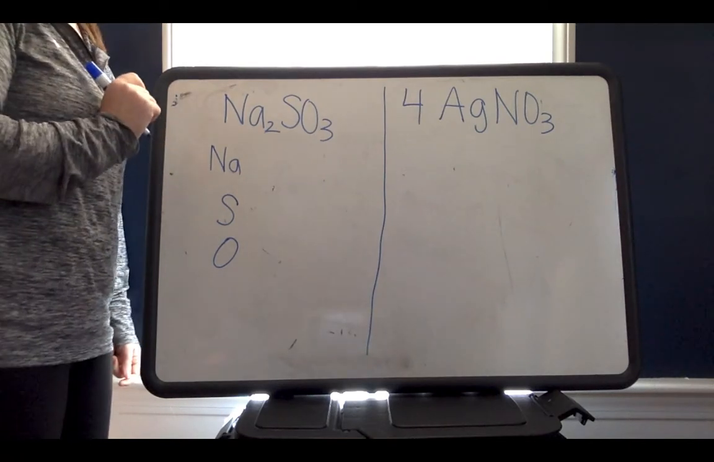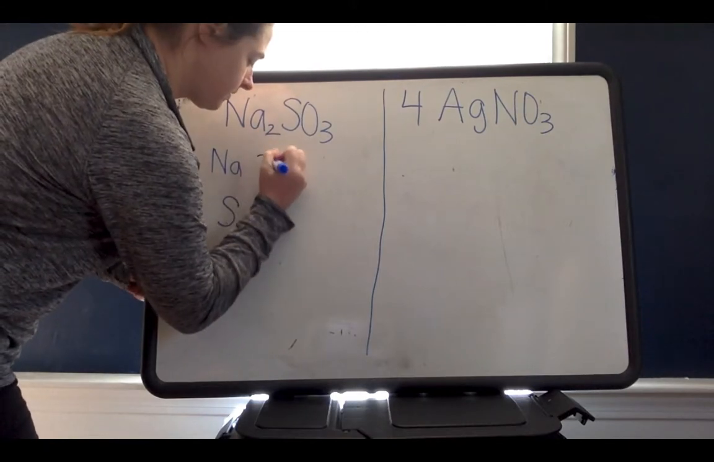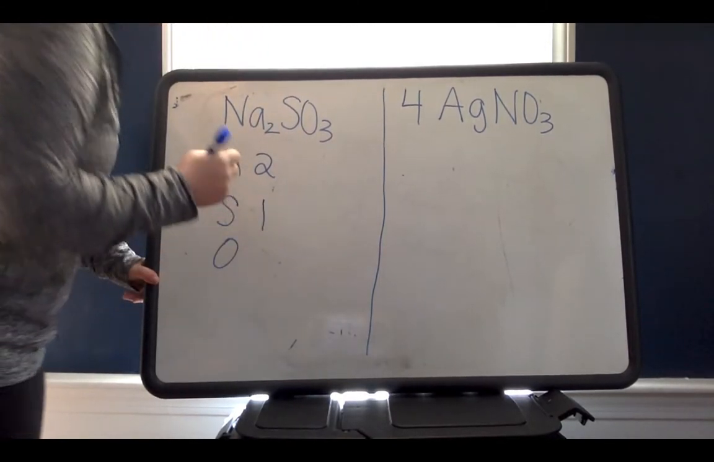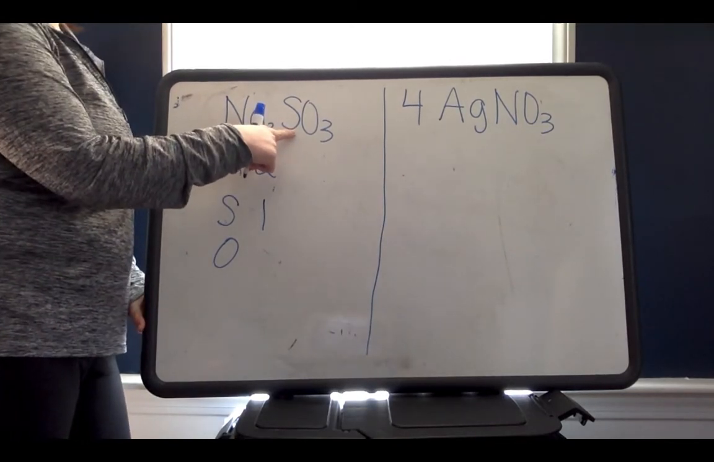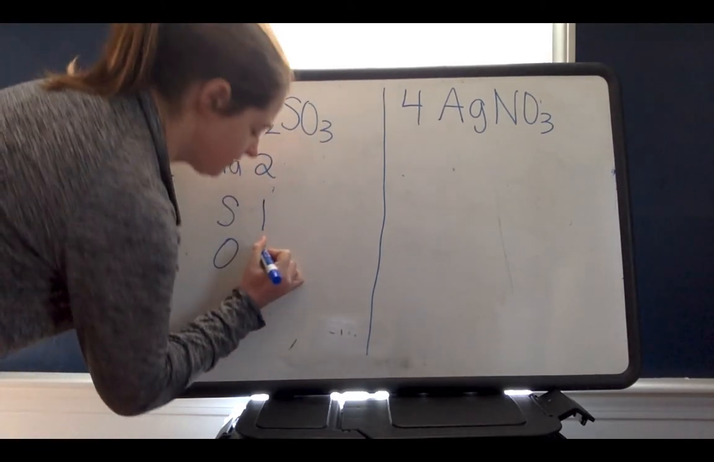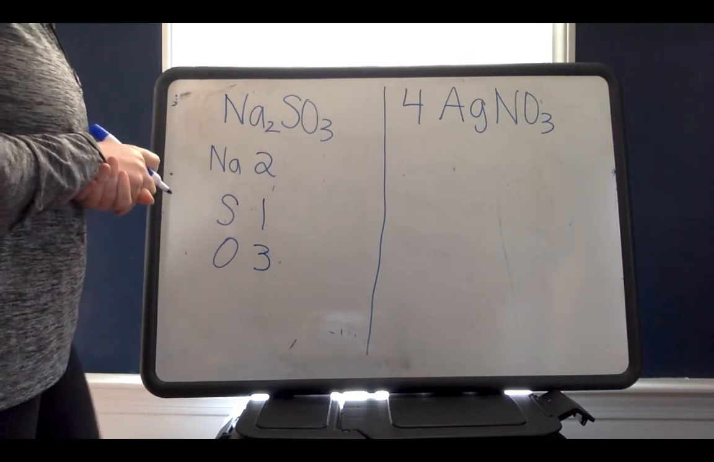So the next thing we want to do is list how many there are. There are 2 Nas. There is 1 sulfur. And since there is no number by sulfur, we know that it's a 1. And oxygen then is 3. That's it. Okay, let's try the next one together.